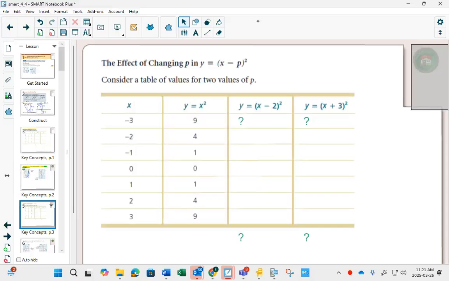Next, what happens with the p-value? Well, we saw that move things left and right.